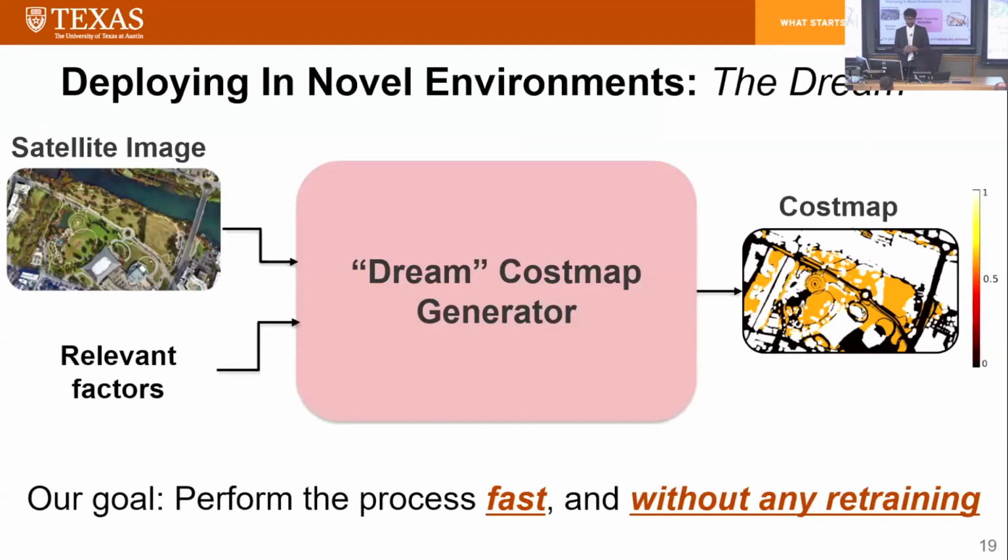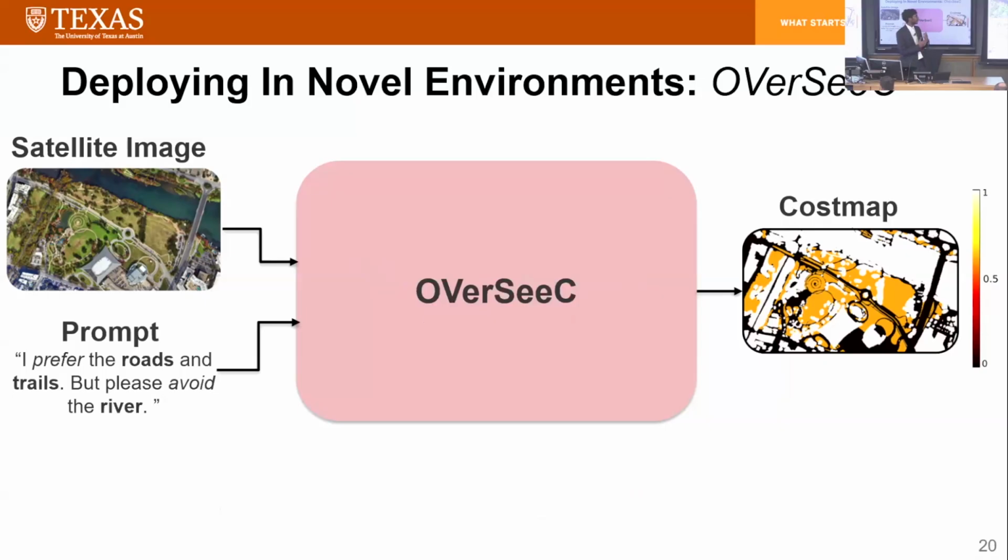The dream CostMap generator would be: we have a satellite image, we pass some relevant factors, and boom, we get a CostMap out of it. This should be a fast process, and we should not do any amount of retraining. OVerSeeC is an attempt at that. We have satellite images, we have a natural language prompt from the operator, and OVerSeeC tries to get the CostMap out of it.